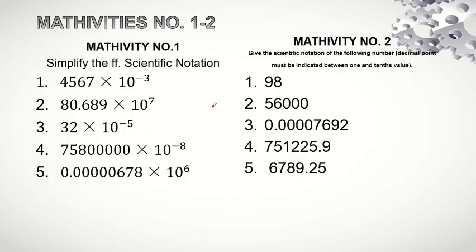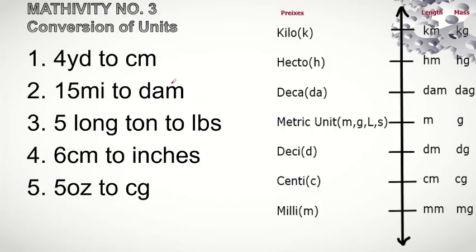Now, your activity first is to simplify the scientific notation without using your calculator. Then, give the scientific notation of the following. Decimal point must be indicated between ones and tens value. Alright. Conversion of units, ayan. Good luck.